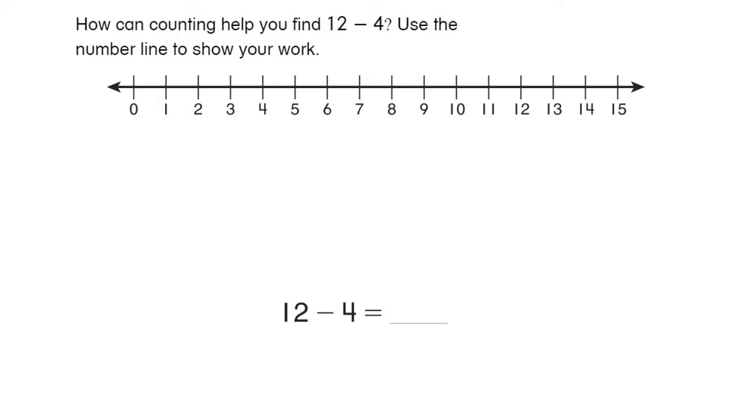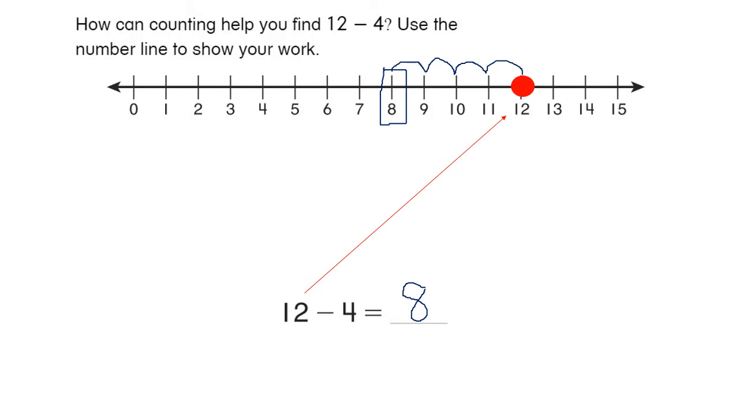Well, let's see. Our problem is 12 minus 4. We start at 12. That's the bigger number. And then what we do is we count down 4 spaces. Okay, so we start at 12 and we say 1, 2, 3, 4. And look what we landed on, 8. So 12 minus 4 equals 8. This is counting down.